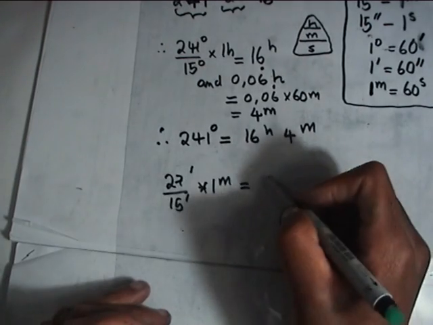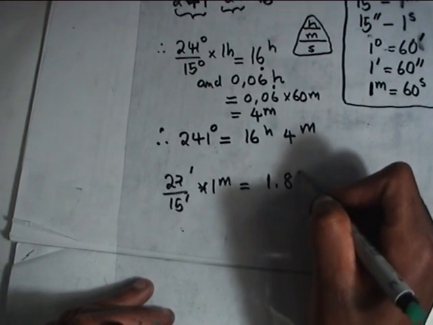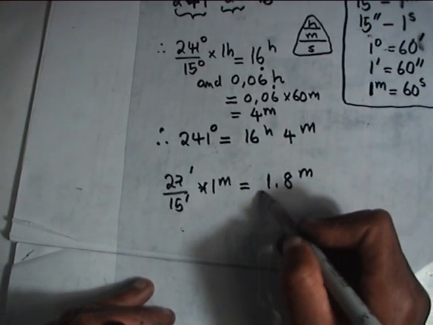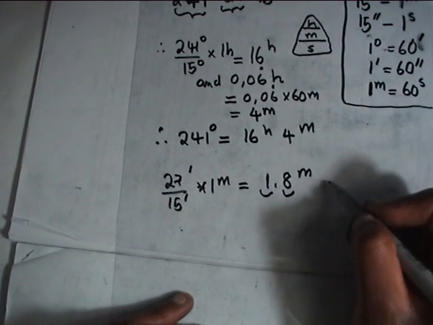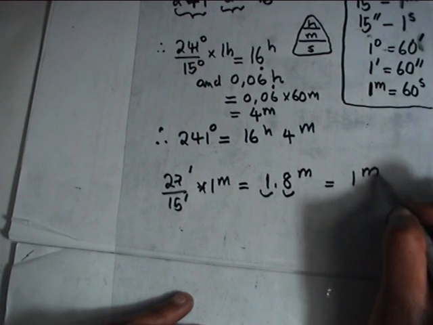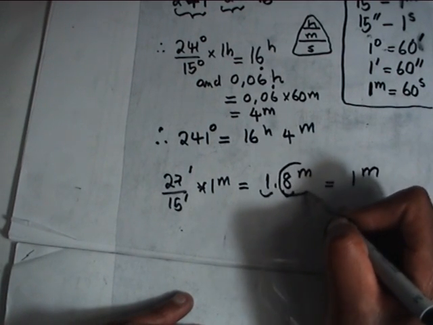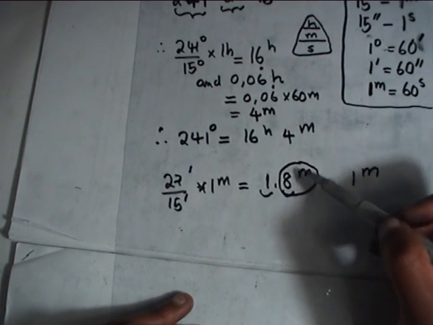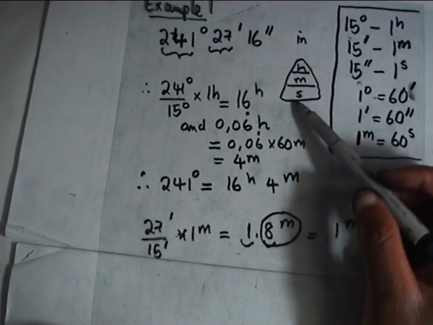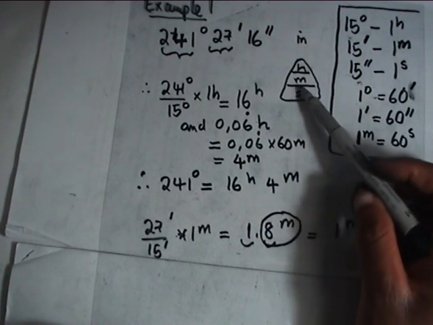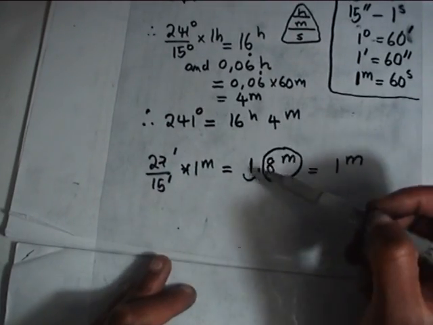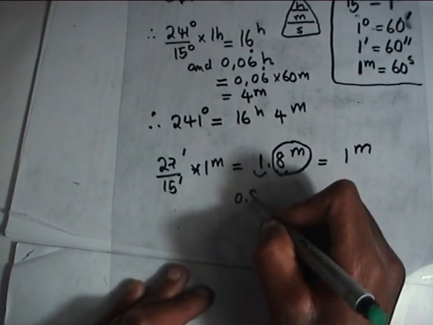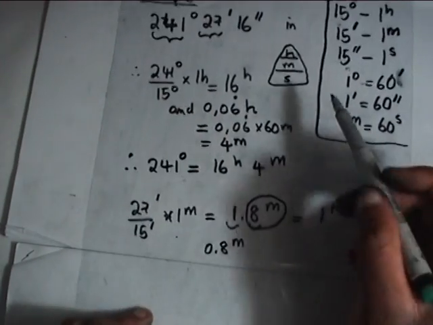I will get 1.8 minutes. This basically means there is 1 full minute and a 0.8 of a minute. So this is equal to 1 full minute. But this 0.8 of a minute could not make a full minute, so it falls into the seconds. It falls into the second section. So this 0.8 part, 0.8 of a minute, falls into the second.